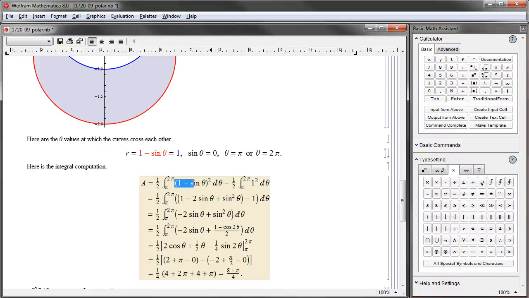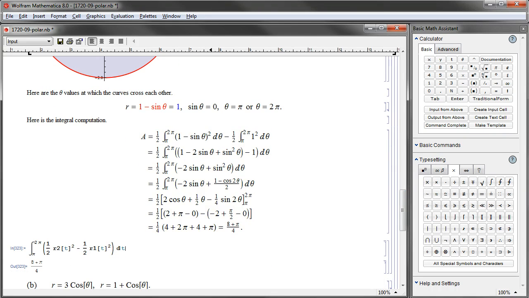One half R2 squared, the cardioid part, minus one half R1 squared, the circle part. The computation is just a complete square breakup, and then some simplification yields 2 sine of theta plus sine squared. The antiderivative of the sine function is going to be cosine. That's easy. The antiderivative of the sine squared comes from the power reduction formula, 1 minus cosine of 2 theta over 2, generating 1/4 sine of 2 theta. After plugging everything in according to the fundamental theorem of calculus, we get 8 plus pi over 4.